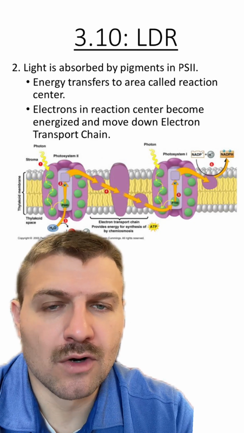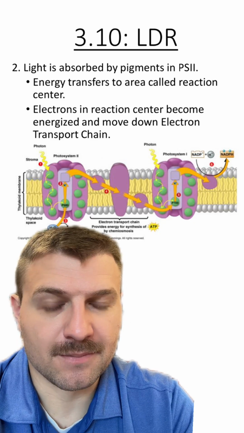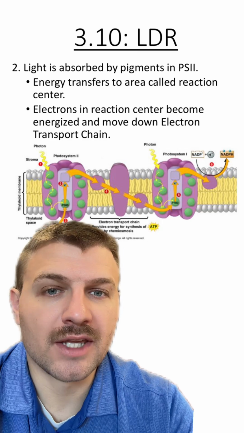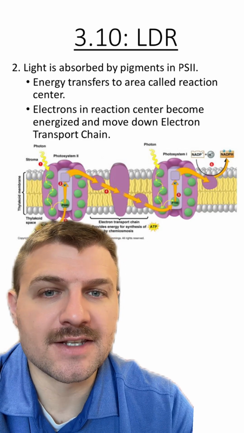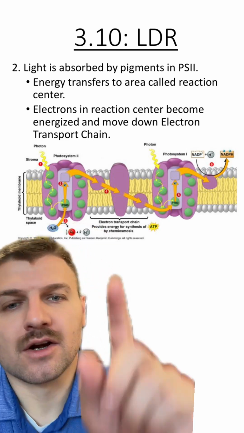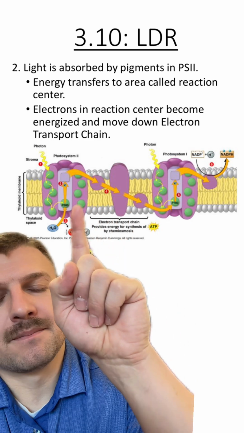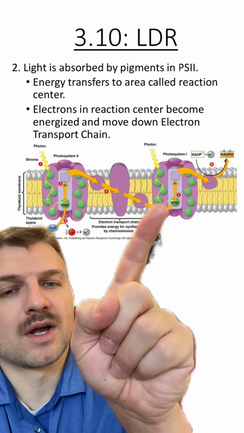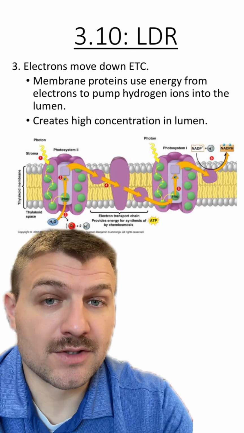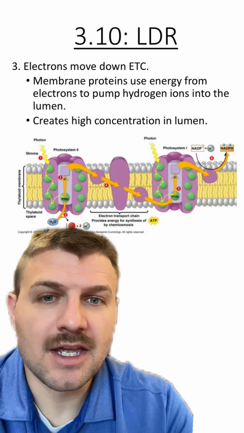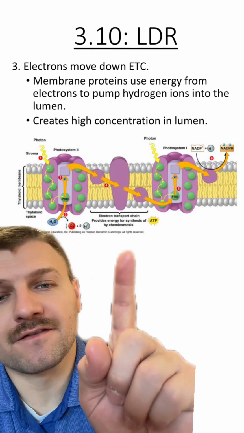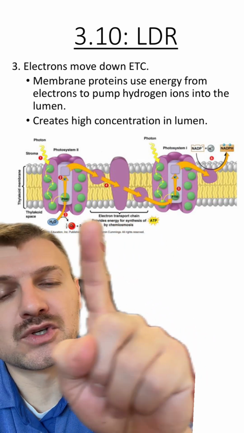Photosystem 2 is going to absorb light by using pigments within the photosystem. It's going to transfer that energy into a location called the reaction center. Electrons located in that reaction center are going to become energized and move down something called the electron transport chain. The electron transport chain is just a bunch of membrane proteins found between photosystem 2 and photosystem 1. As the electrons move down this electron transport chain, or ETC, the membrane proteins are going to use some of the energy that the electrons have. What these membrane proteins are going to do is pump hydrogen ions into this space, which is known as the lumen.